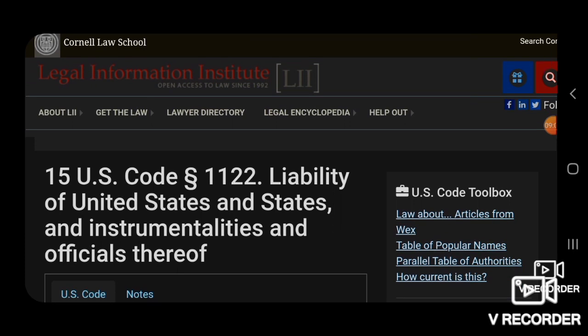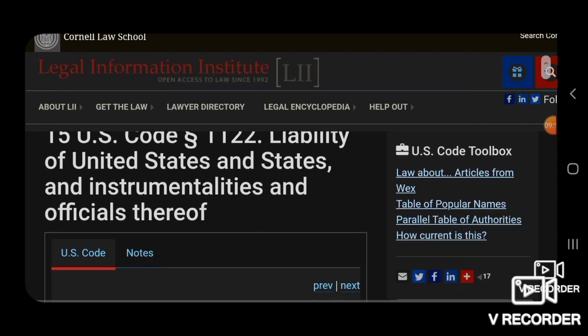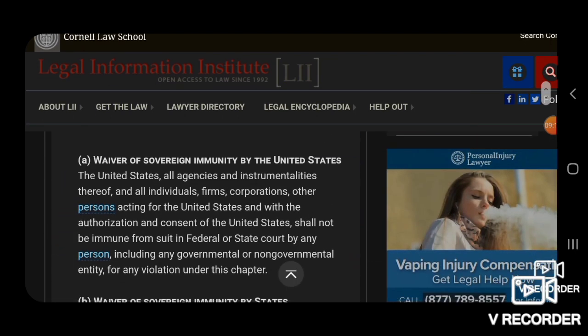15 U.S. Code, Section 1122 falls under the Lanham Act for trademark, right? And we said that we're going to take our name and make it a trademark. That way it becomes a commercial asset. So, liability of the United States and instrumentalities of officials thereof. A waiver of sovereign immunity by the United States. The United States, all agencies and instrumentalities thereof, and all individuals, firms, corporations, other persons acting for the United States and with the authorization and consent of the United States shall not be immune from suit in federal or state court by any person, including any governmental or non-governmental entity, for any violation under this chapter.